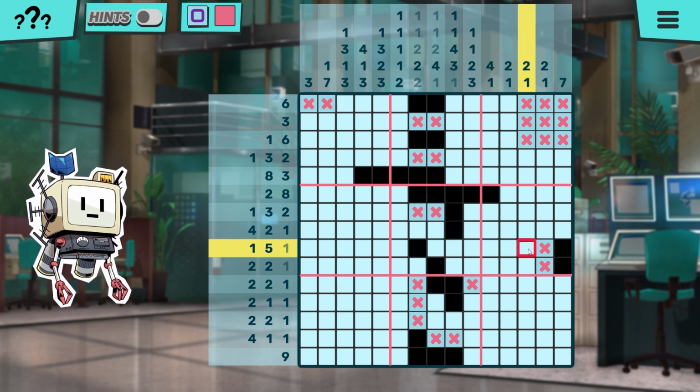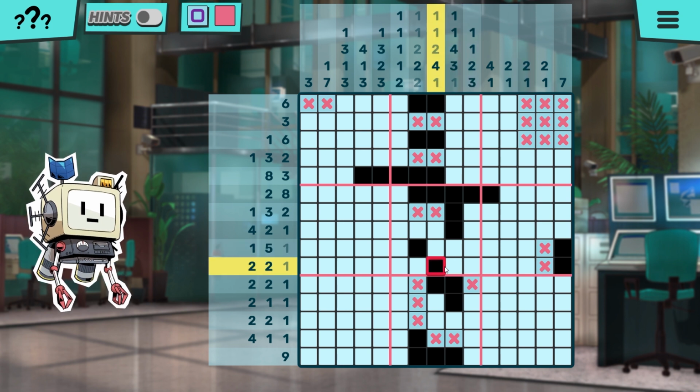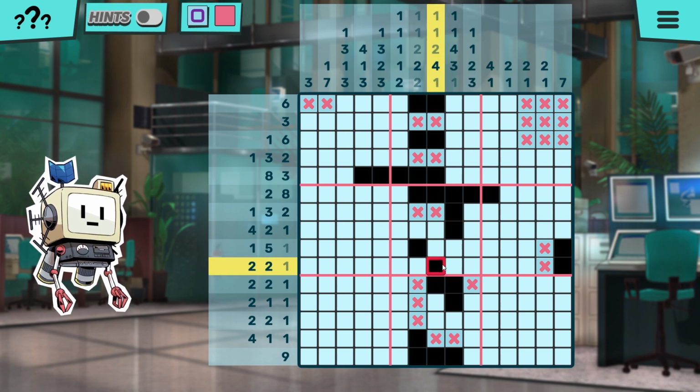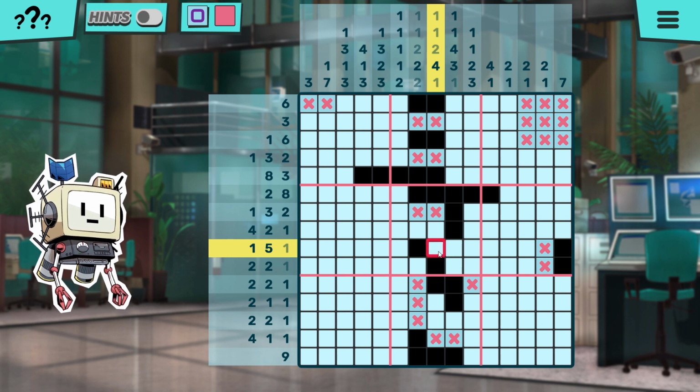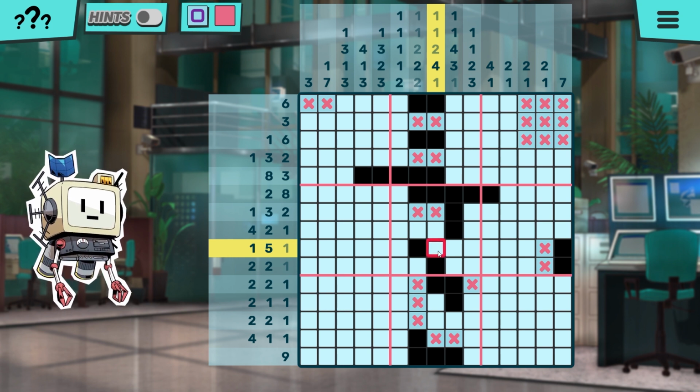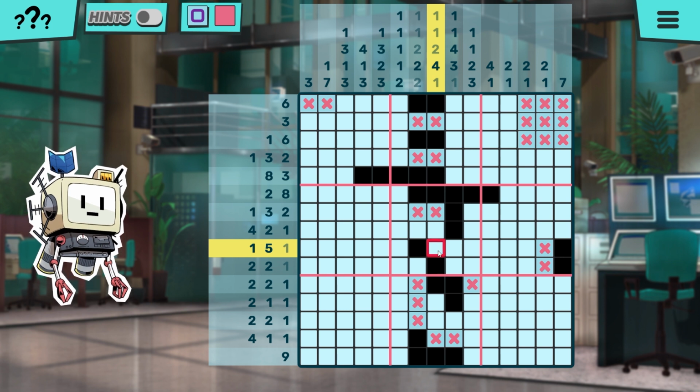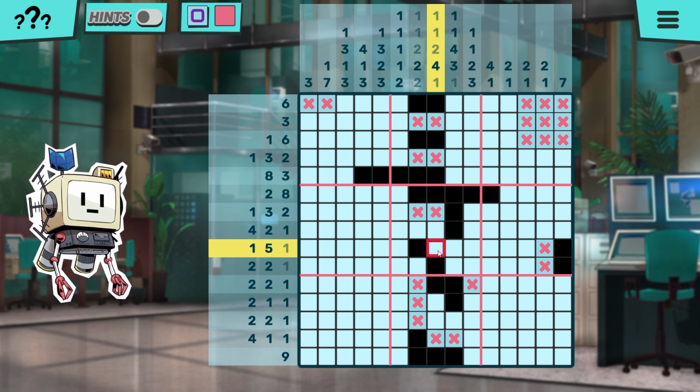Let's see. No, you can still fit a 5 up in there. Means this is part of one of the 2s, but we don't know where the other one is. Oh, has the 1-6 changed? Probably not. No, it could still fit where it is.